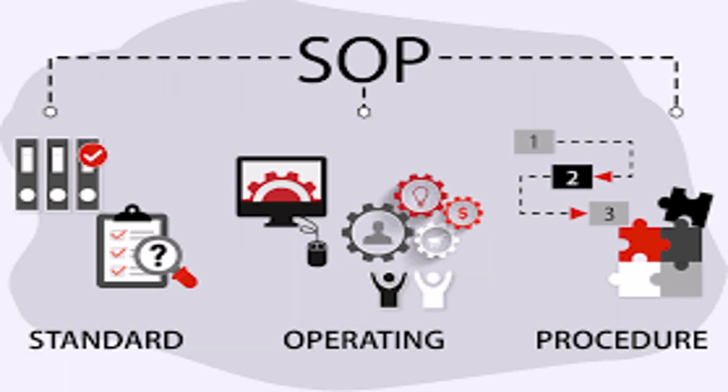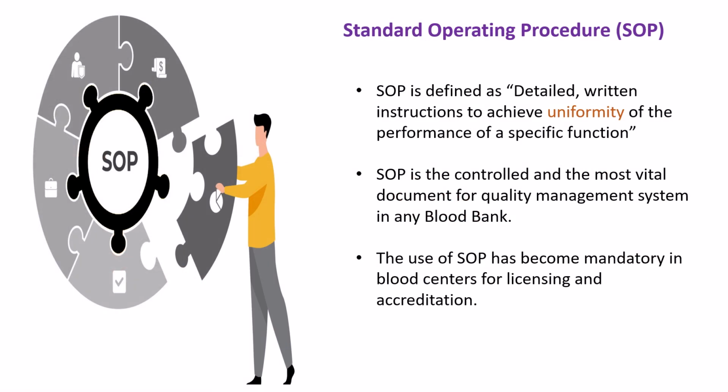Today's topic is SOP: why they matter, how they are implemented, and what every professional needs to know. SOP is defined as a detailed written instruction to achieve uniformity of the performance of a specific function. It is the controlled and most vital document for the quality management system in any blood bank. The use of SOP has become mandatory in blood centers for licensing and accreditation.